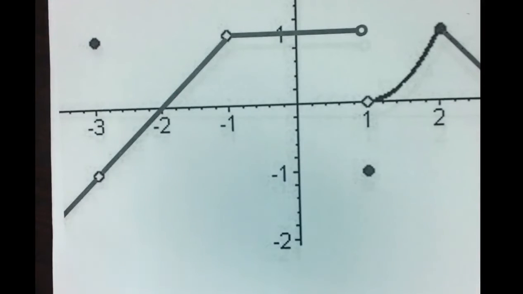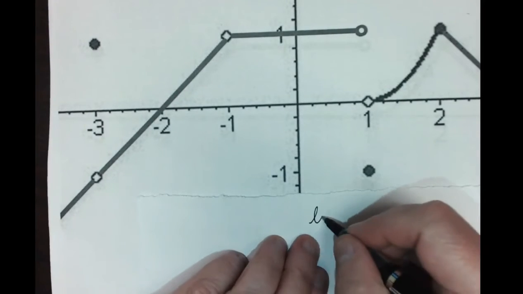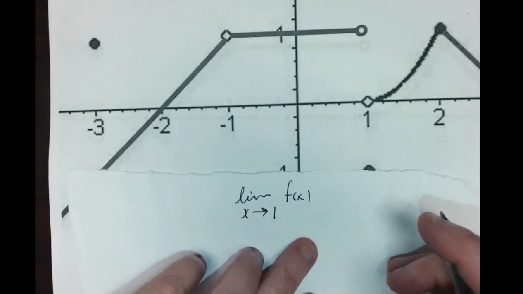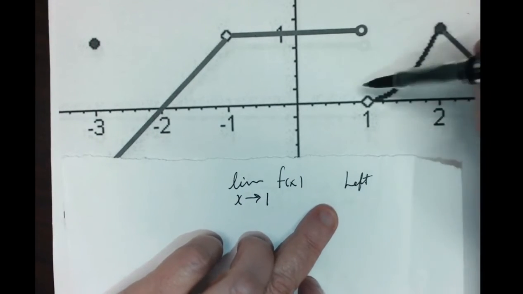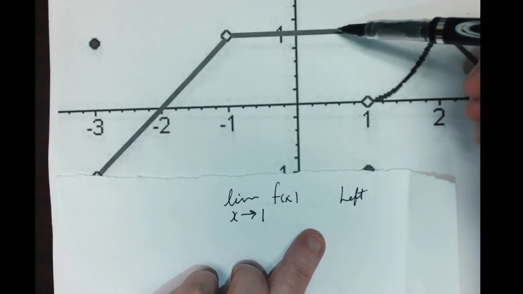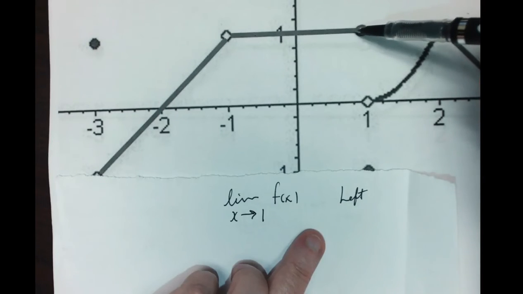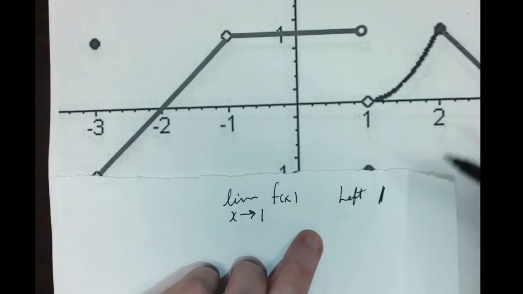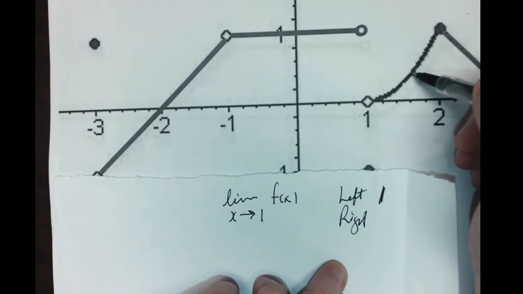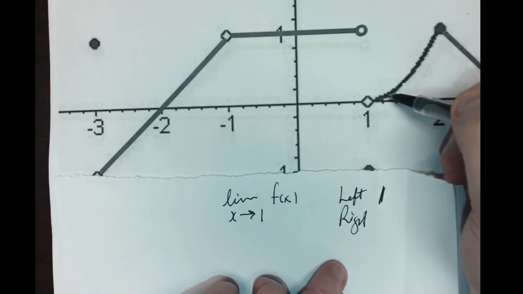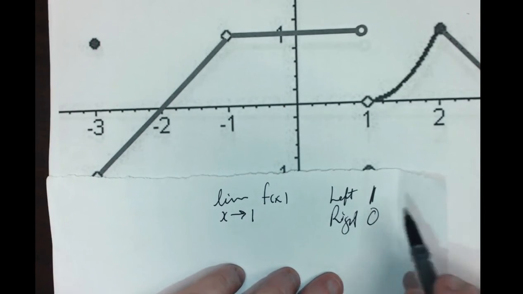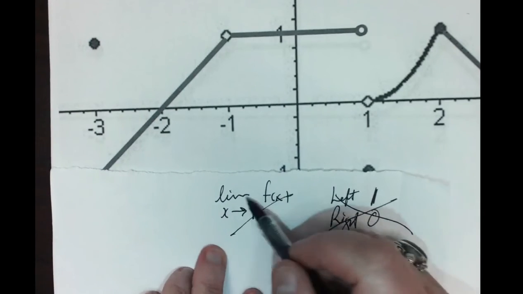Okay, finally, what about this one? What is the limit as x approaches +1? Does it exist? Well, what's the left limit? Well, if my x coordinates are approaching +1 from the left, the y coordinates are approaching and are in fact equal to +1. What's my right limit? Well, as my x coordinates approach 1 from the right, what are the y coordinates approaching? The y coordinates are approaching 0. Now, my left and right limits are not the same, and so this limit does not exist.